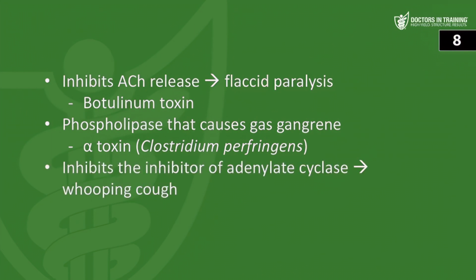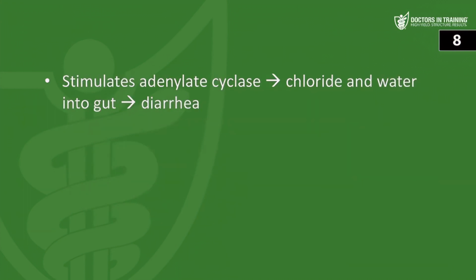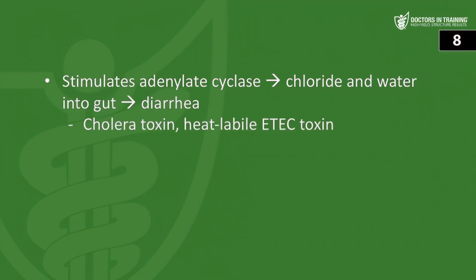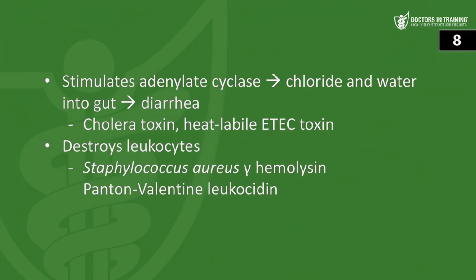Inhibits the inhibitor of adenylyl cyclase, causing whooping cough. This is pertussis toxin. Stimulates adenylyl cyclase, resulting in chloride and water entering the intestinal lumen and causing diarrhea. This describes both the cholera toxin and the heat labile toxin produced by enterotoxigenic E. coli. Destroys leukocytes. This describes a leukocidin. Staph aureus has gamma hemolysin and Panton-Valentine leukocidin, both of which are bicomponent toxins that are toxic to leukocytes.